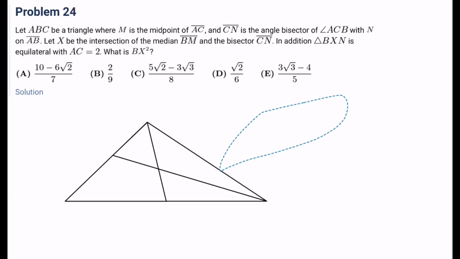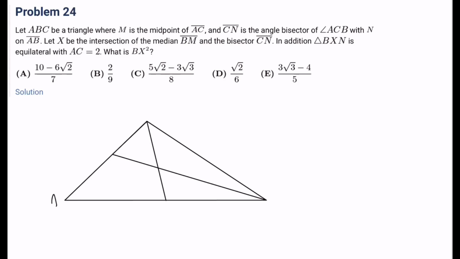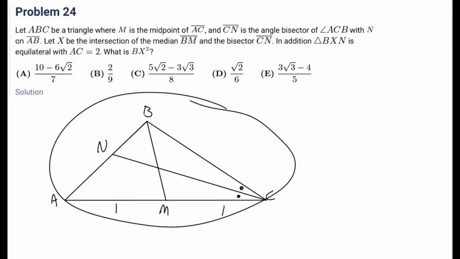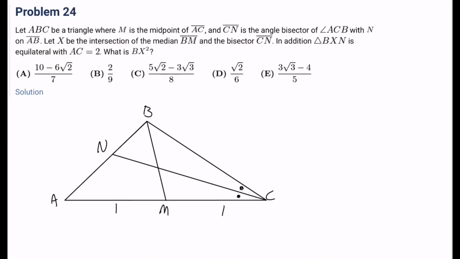So that's what it's going to be. And we're going to have A, B, C like that. And CN is the angle bisector of ACB, so we're going to have these two equal, and this is going to be N. And M is the midpoint of AC, so we're going to have M, and this is going to be 1 and 1, because it said that AC equals 2. And in actuality, this problem is much easier than problem number 23 or problem number 20 like we did before. That's because we're dealing with shapes, right?